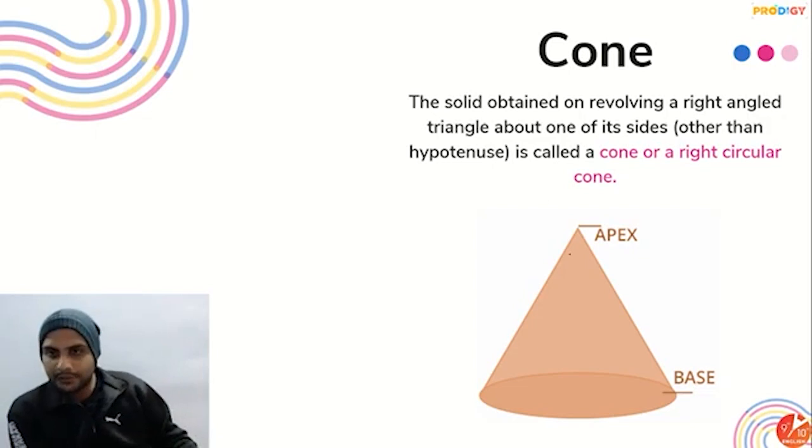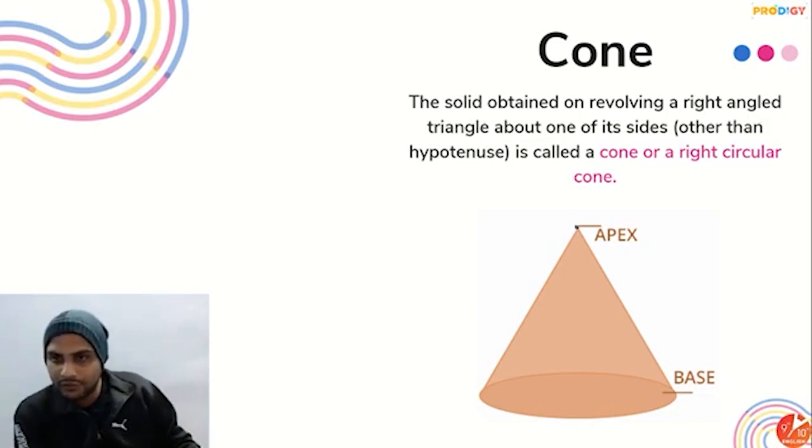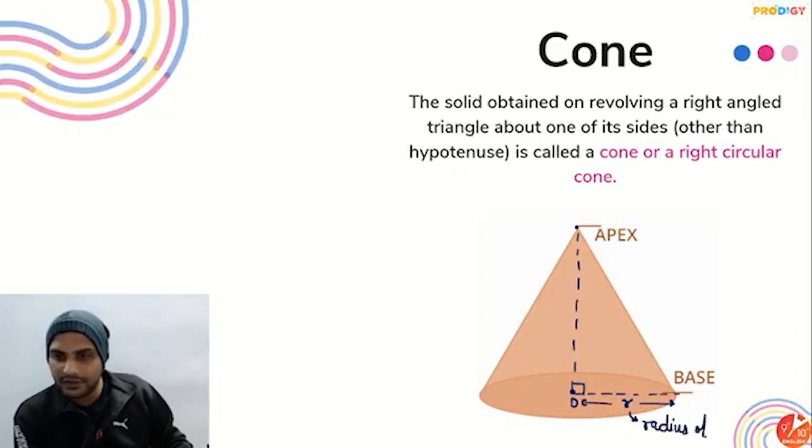That means from the top, if you drop a perpendicular, that perpendicular will be meeting the center of the base. Alright, guys, so this is called the radius of the cone, radius of base of cone. This is called height of the cone. Same as the height of the cylinder, this is the height of the cone.